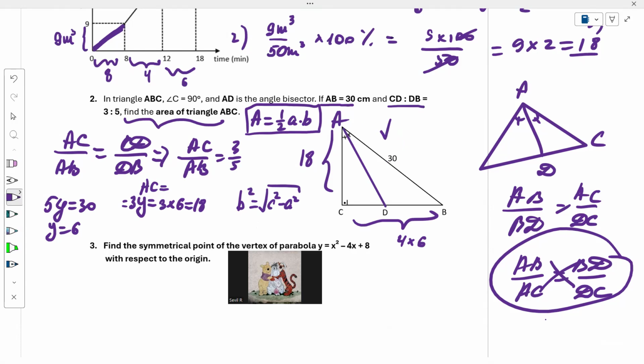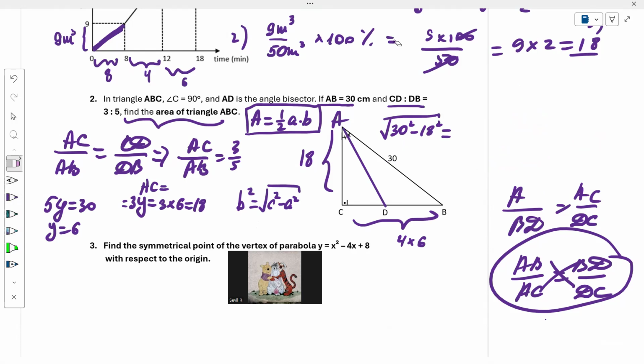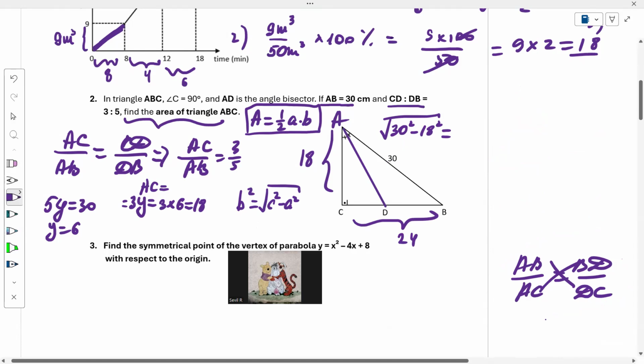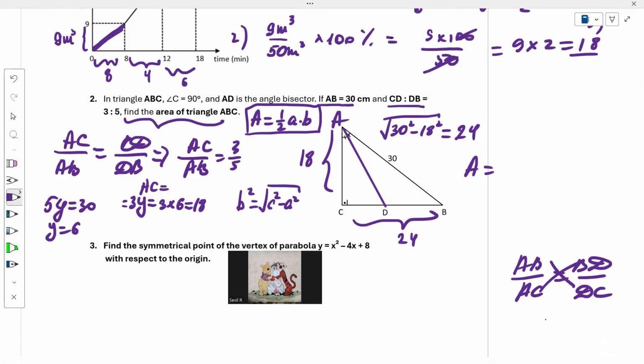But guys, remember, using Pythagoras must be this way. 30 squared minus 18 squared, okay, equals to, you have to show your working. Just writing 4 times 6, 24 is not enough to get full mark, okay? So you have to write 30 squared minus 18 squared this way, and then 24, or just calculate and then write 24. Okay, so if that's 24, let's write area equals area of the triangle 1/2 times 18 times 24.